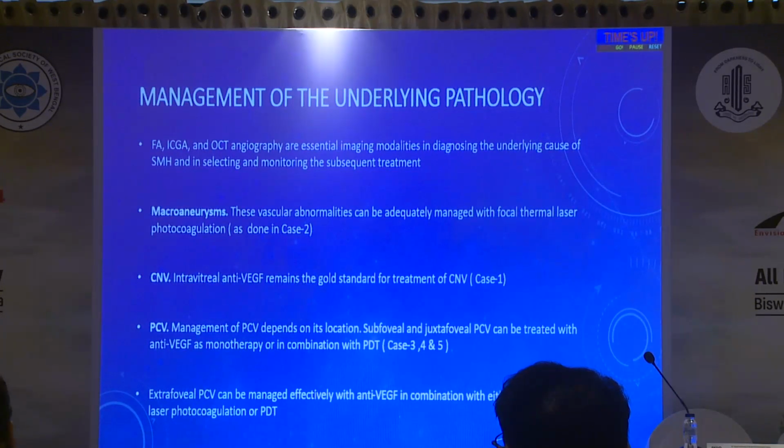So treating the underlying pathology is very important. Whatever the cause is, if it is a RAM, you need to do the laser. For PCV, we need to treat with anti-VEGF injections. So this needs to be taken care of.